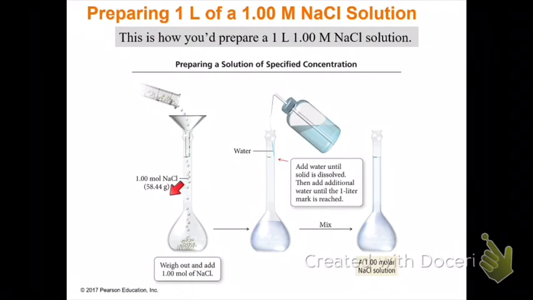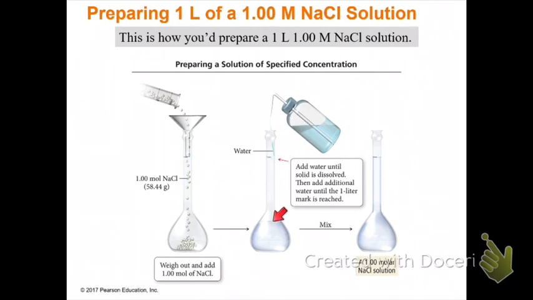What you do is you first calculate how much sodium chloride you will need to make this 1 liter 1 molar solution. I'll show you one example in the next slide how to do the calculations, but the formula is the one I showed you earlier. Once you've calculated the mass of sodium chloride that you need, you're going to pour this into the volumetric flask.